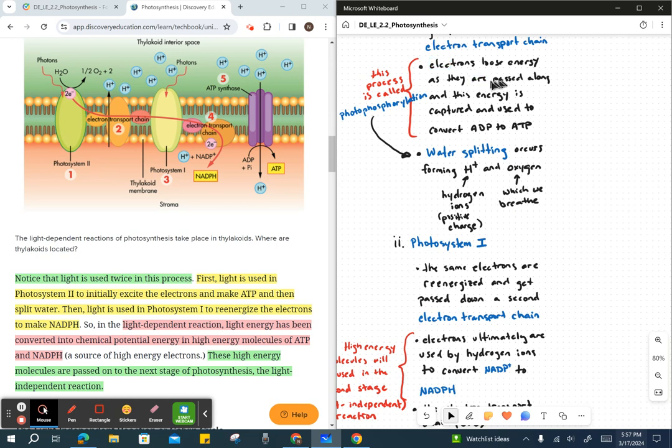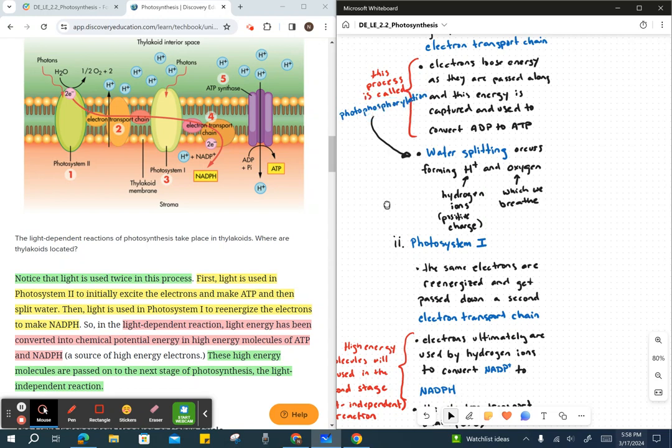Electrons lose energy as they're passed along, and this energy is captured and used to convert adenosine diphosphate, ADP, to adenosine triphosphate. So you're going to use that electron to actually store energy, and you're going to add a phosphate molecule to ADP, an inorganic phosphate, and you're going to make it into adenosine triphosphate. This process is called photophosphorylation. You can see I've got that written there.